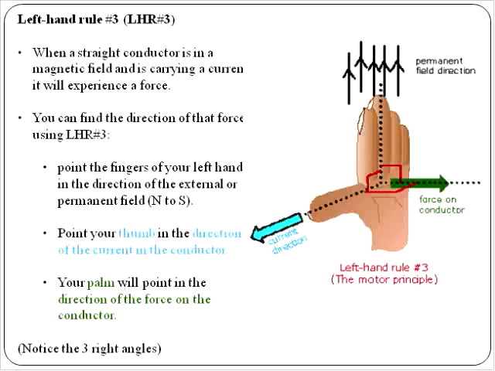Now there's a left-hand rule number 3, which is for motor principle. When we have a conductor in a magnetic field, typically a straight conductor, and it's carrying a current, we can find the direction of the force by using left-hand rule number 3. So a straight conductor in a magnetic field carrying a current experiences a force because of the interaction between those two magnetic fields.